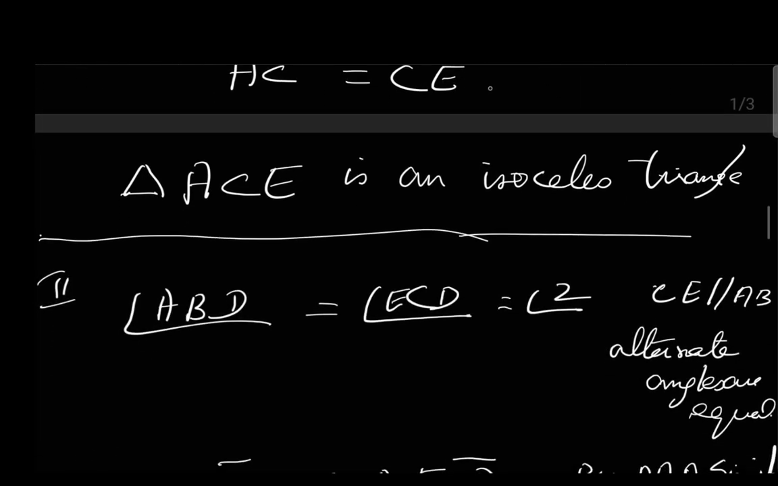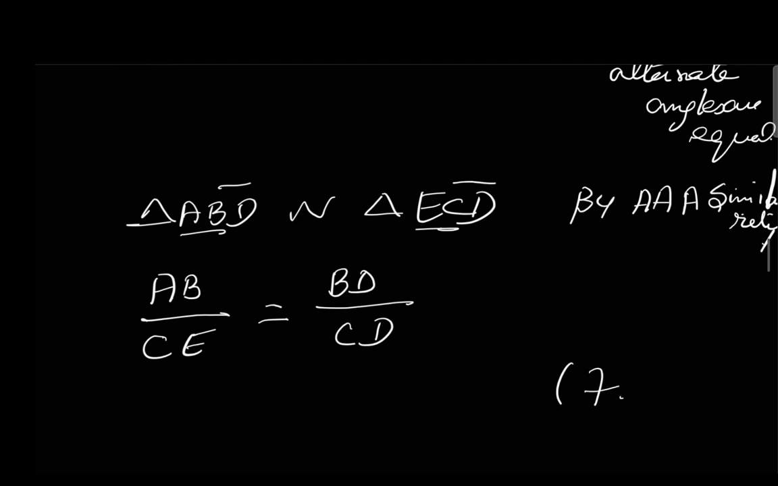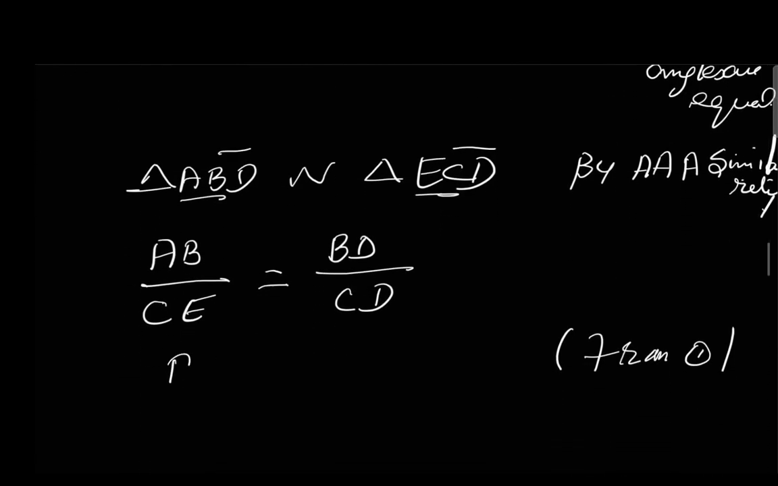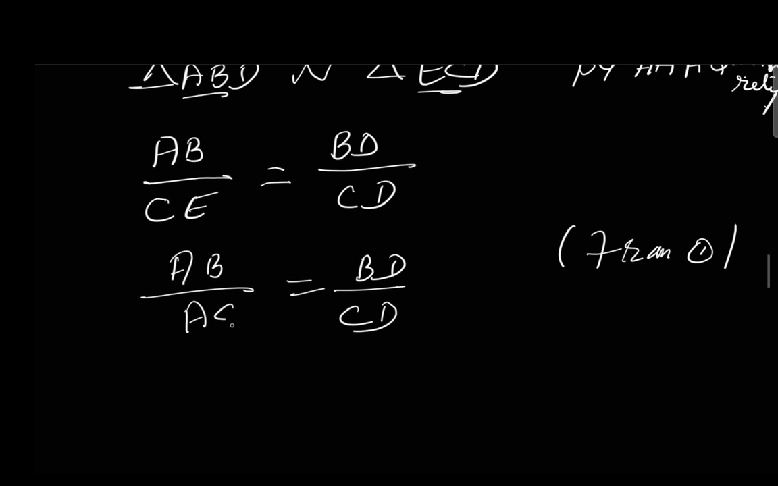But you have to prove AB by AC. Just now we proved, mark it as 1. From 1, I can take CE as AC. So AB by AC is equal to BD by CD. That's all. Hence proved.